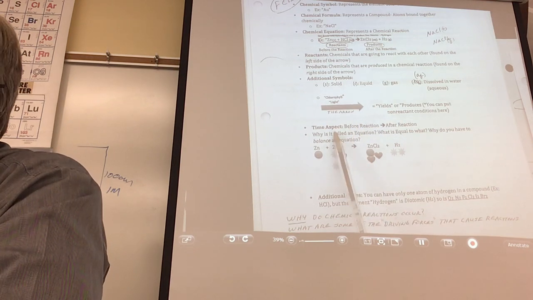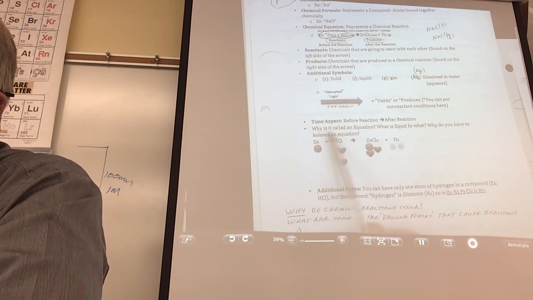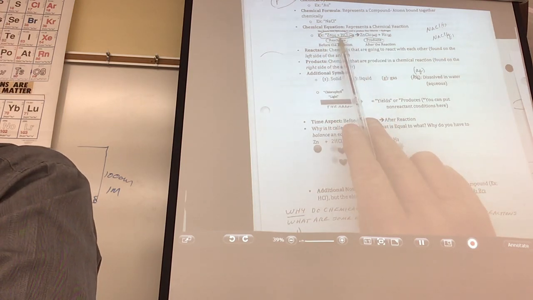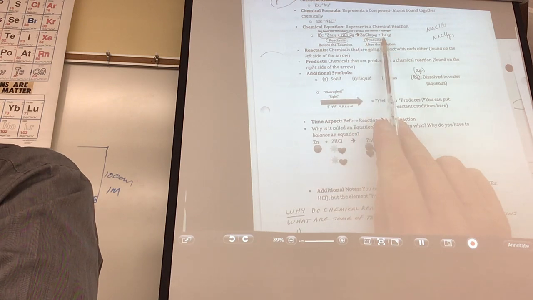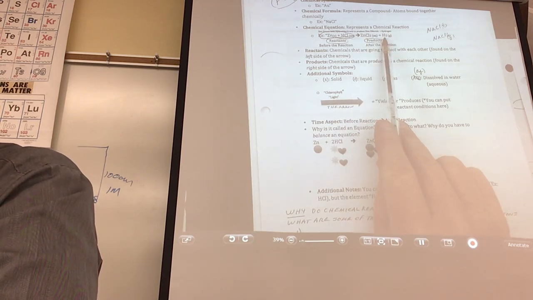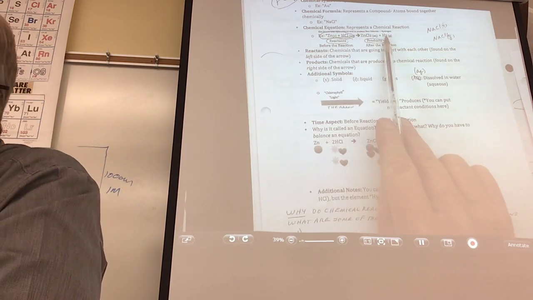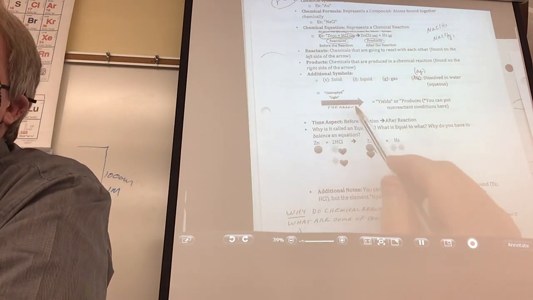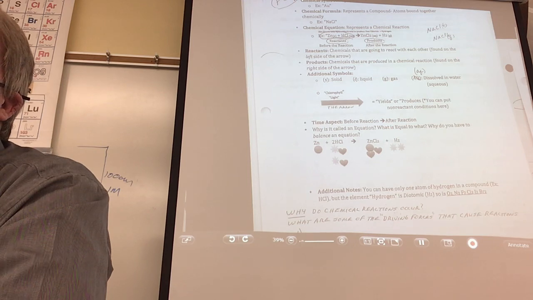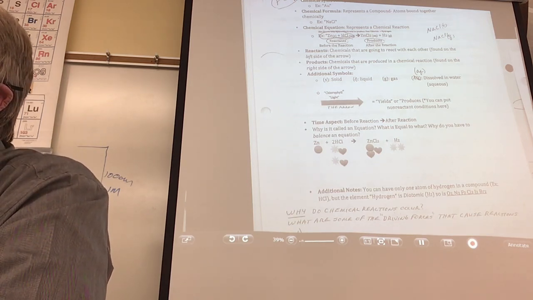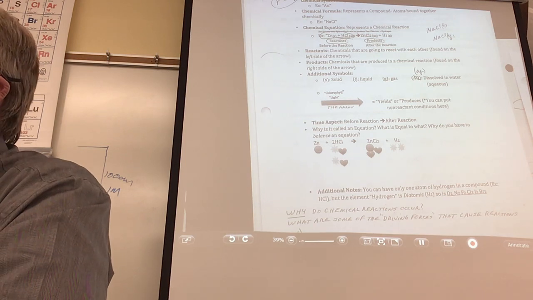Another thing I want you to know about the arrow is there's a time aspect involved here. Anything on the left side of the arrow has not reacted yet. But what if I go to the right side of the arrow? The reaction is done. So this is before the reaction, this is after. And one more thing about the arrow. What if you have something that's not a reactant and it's not a product, but I need it to be there? And if it's not there, the reaction won't take place.